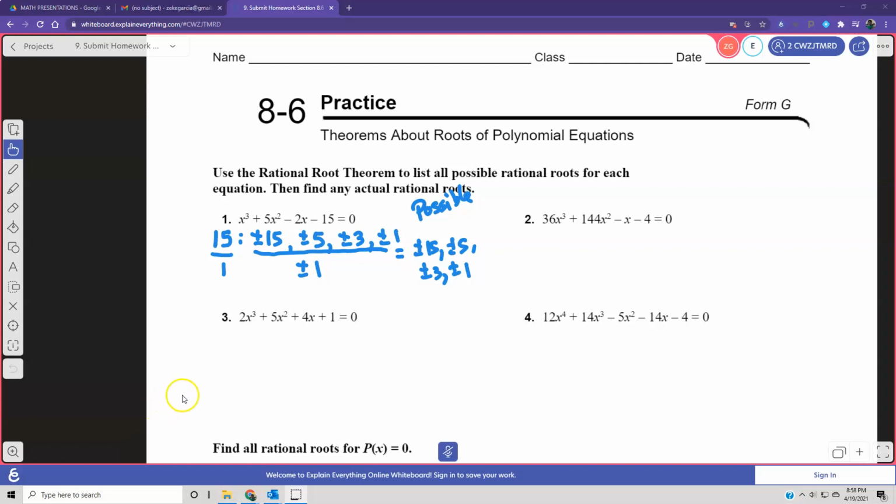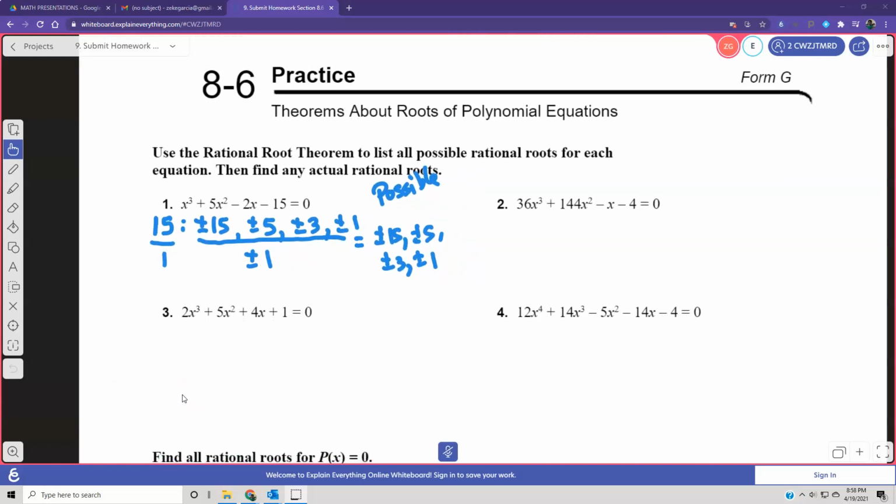I'm going to make this a little bit bigger. We're going to go ahead and list the possible roots for number 2. We're going to get the constant. In this case, it's 4. And then you have to get the factors of the leading coefficient. So it's plus or minus 4, plus or minus 2, plus or minus 1. 36 is plus or minus 36, plus or minus 12.